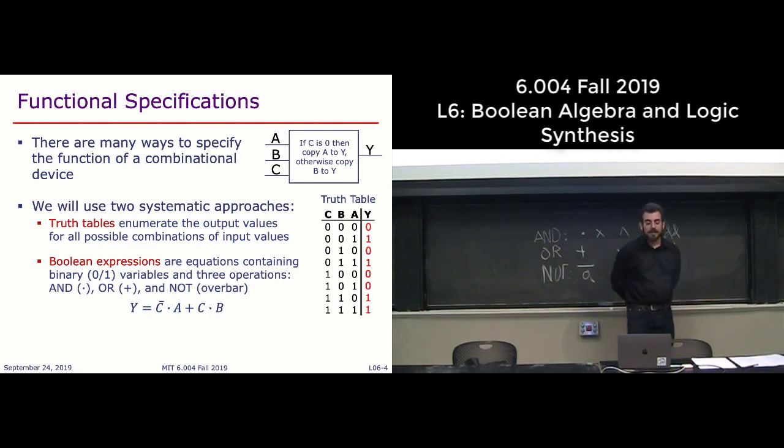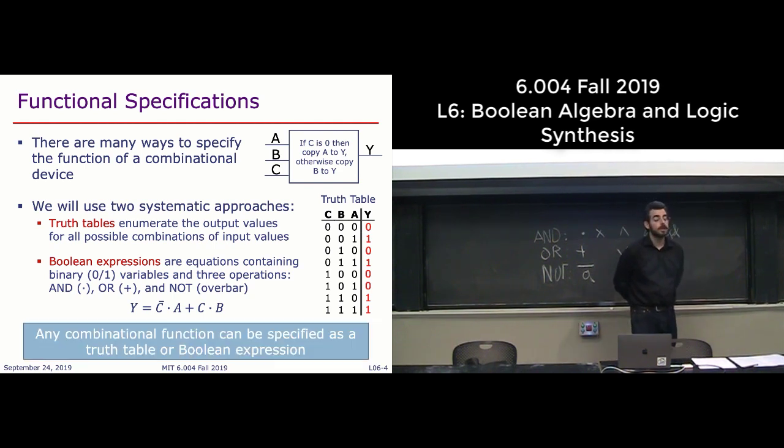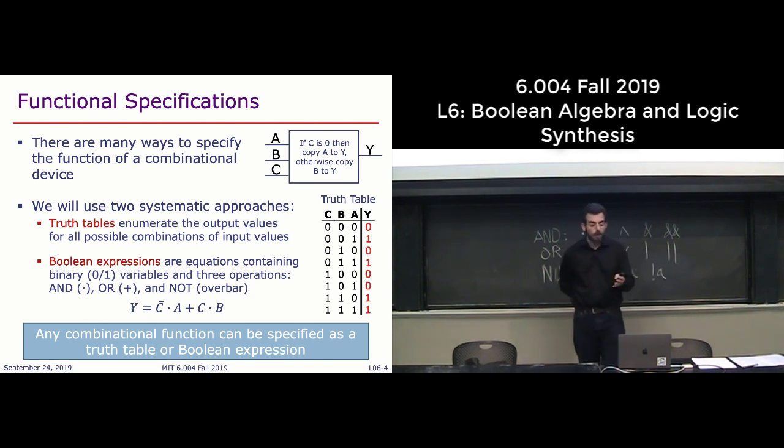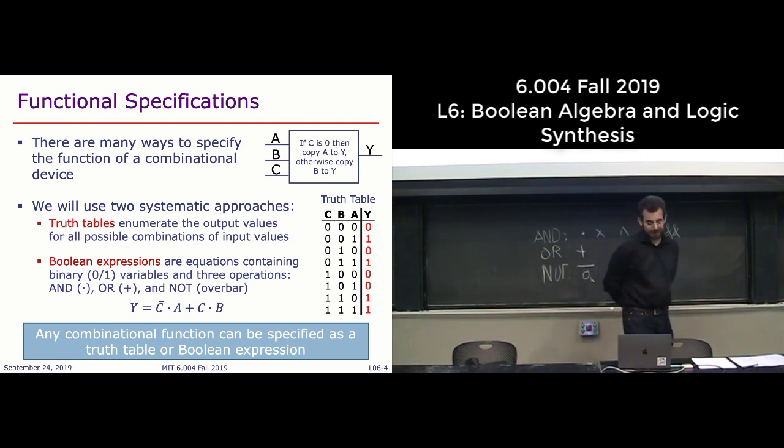But the key concept that we're going to see, and one of the key results that we're going to reach, is that both of these representations are equivalent and they're complete. So the function of any combinational device can be specified as a truth table or a Boolean expression, either or. So the truth table is obvious, right? You just list the output value for all the inputs. The Boolean expression is less obvious, and we'll see the mapping in a few slides.